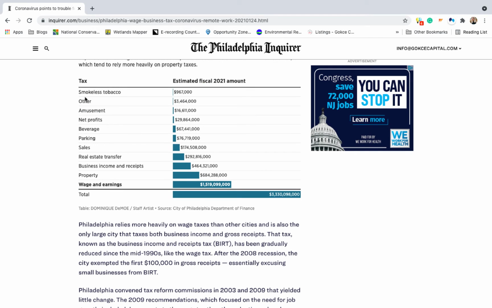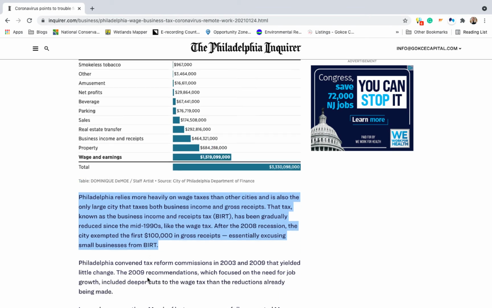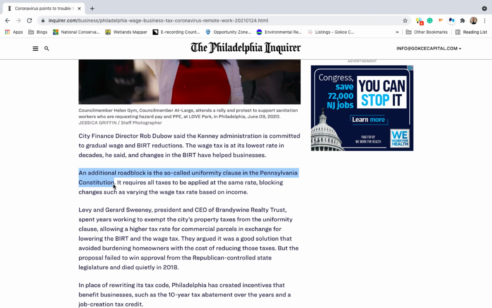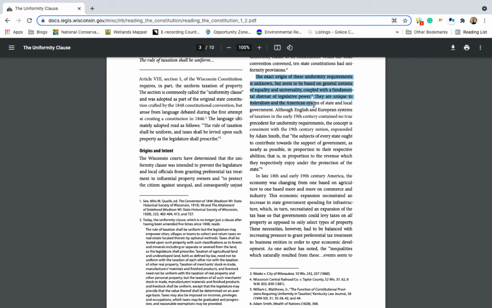Long before telework loomed, Paul Levy advocated lowering the wage tax and increasing commercial property taxes to create a government revenue stream that looks more like other major cities. But here's the problem. Like nearly every state in the U.S., Pennsylvania has a uniformity clause. The laws emerged out of the political tumult of Jacksonian democracy, when ideas of equality and distrust over centralized governments were at their highest.